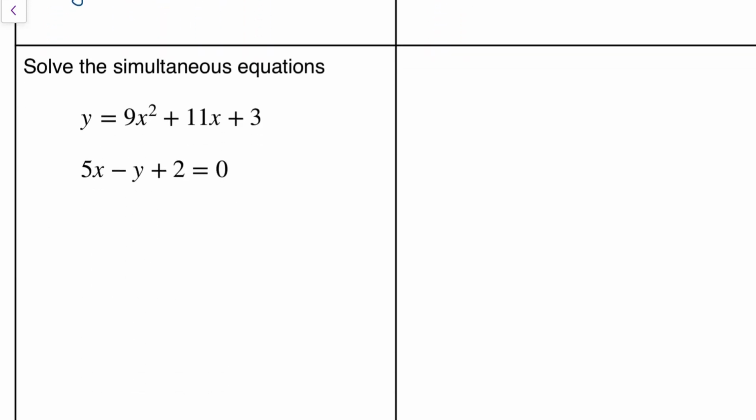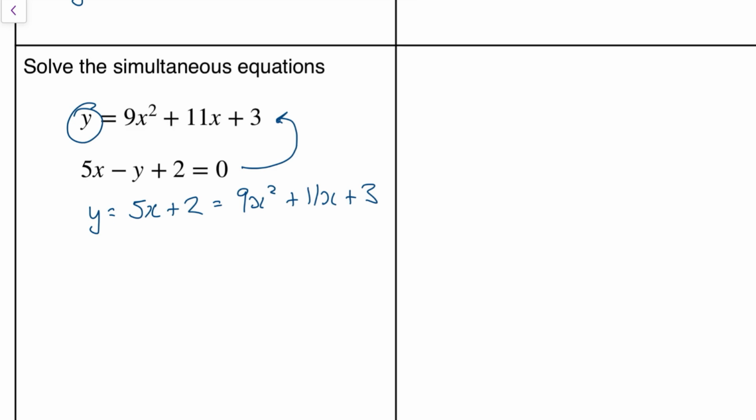Next question. Solve the simultaneous equations. Now, this is what's known as a non-linear simultaneous equation. I'm going to rearrange this one and put it into this one here. Actually, you know what? I don't need to quite do that, do I? I can rearrange this one at the bottom to be y equals 5x plus 2. And actually, that's y equals as well. So I can just say that is equal to 9x squared plus 11x plus 3.